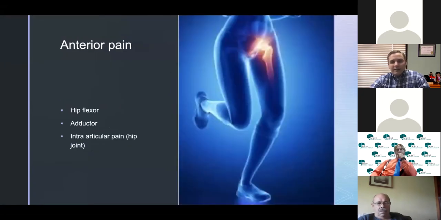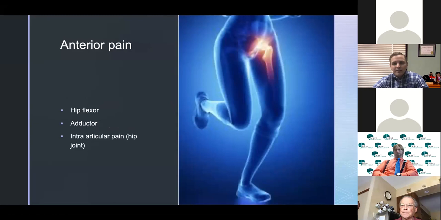The last area of pain that we classify in our main 3 areas is anterior hip pain, and this is more the intra-articular portion. There are a couple muscles here we'll talk about that can cause pain that are not really inside the hip joint, but typically when somebody complains of groin pain, we're talking about the intra-articular pain of the hip.